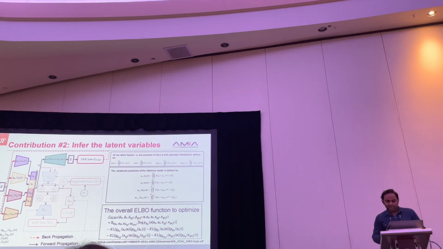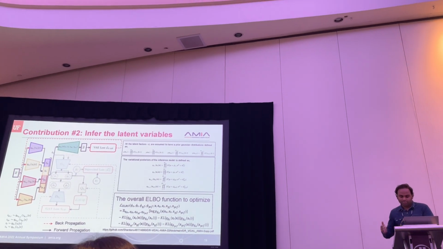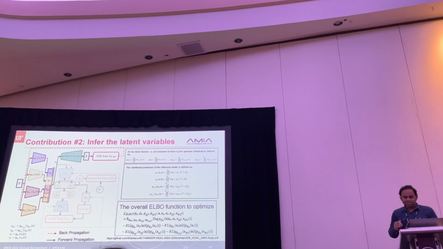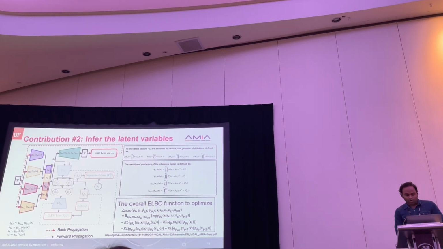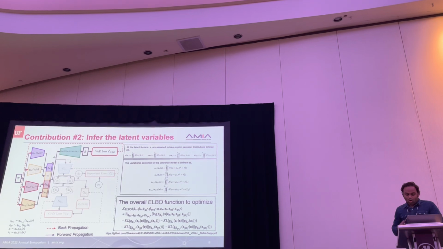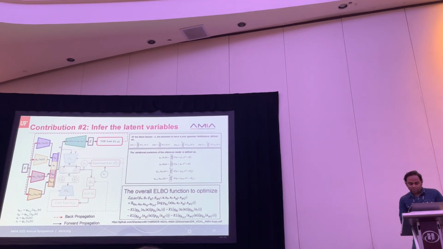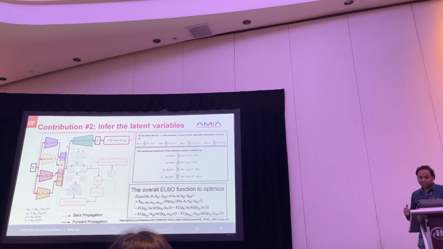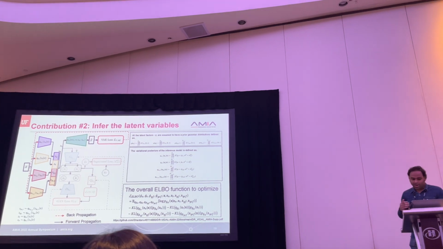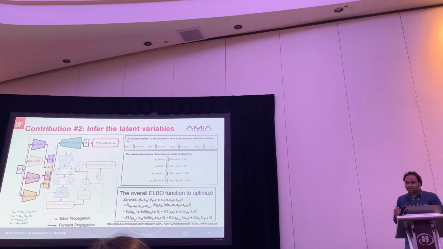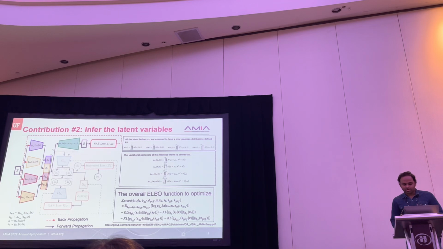Lastly, this is the ELBO loss function that the VAE optimizes. The first term is the reconstruction loss from the decoder, and all the remaining KL divergences make sure that the variational posteriors are as close as possible to their priors. For more details of the derivation, please go through our supplementary material.